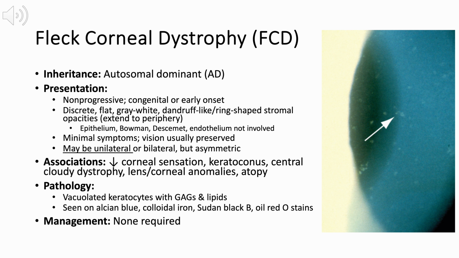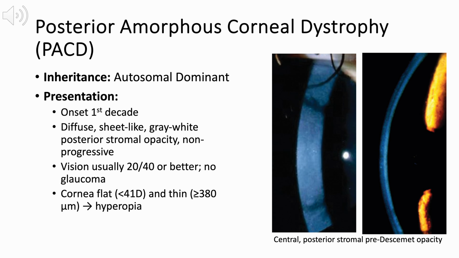FCD is associated with decreased corneal sensation and may coexist with other corneal disorders, such as keratoconus, central cloudy dystrophy, or lens and corneal anomalies, and it has also been linked to atopy. Pathologically, vacuolated keratocytes containing glycosaminoglycans and lipids are seen, and these deposits can be highlighted with special stains such as Alcian blue, colloidal iron, Sudan black B, or oil red O. Since vision is generally unaffected and symptoms are minimal, no treatment is required for this condition.